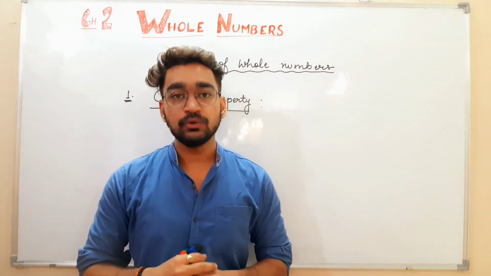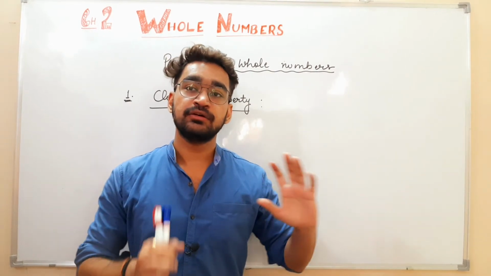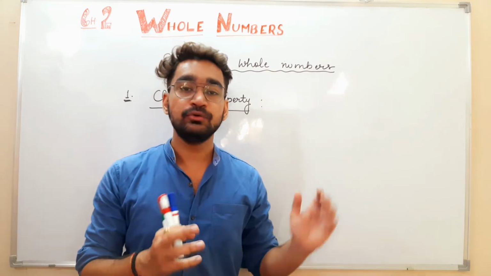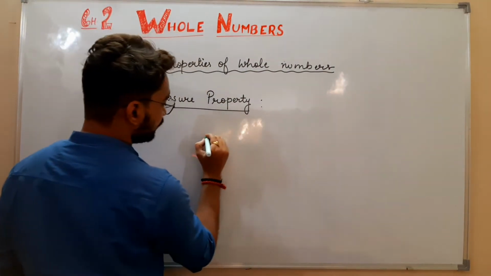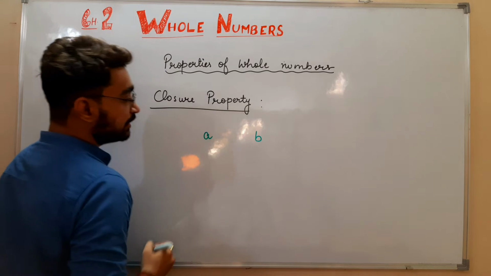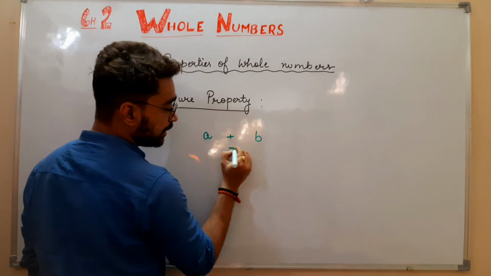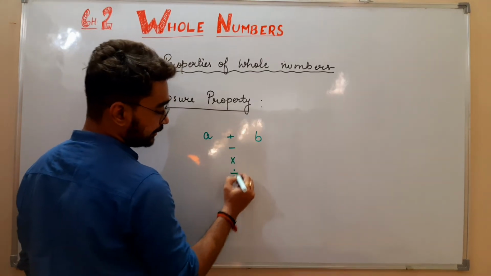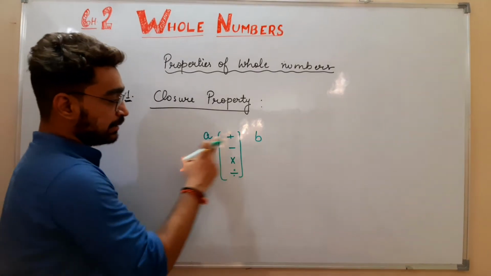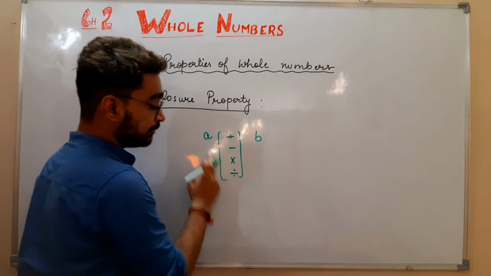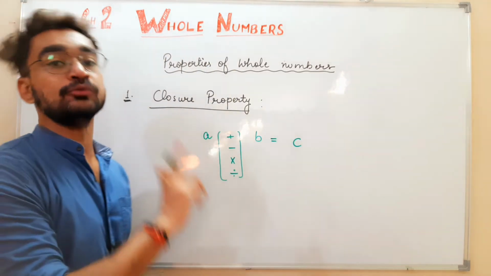So what is closure property? Closure property says that if we have two numbers from the same set, like whole numbers is a complete set, so if we have two whole numbers, and we do any mathematical operation between them, might be plus, minus, multiply or divide, maybe a plus b, a minus b, a multiplied by b, or a divided by b, the number we get as the result should also be a whole number.